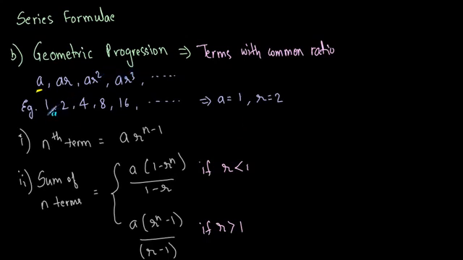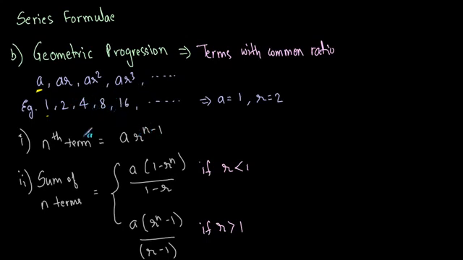So this example, 1, 2, 4, 8, 16, is an example of a geometric progression. The first term a is 1 and the ratio is 2. To get the second term, multiply the first term by the ratio. So 1 into 2 is 2, which again multiplied by 2 yields the third term, which is 4, and so on.